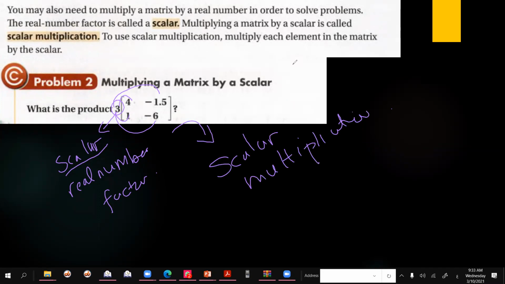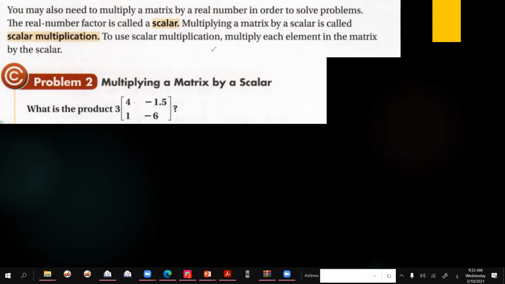So I will repeat. When I have a matrix and multiply it by a number, which we call a scalar number, I call this multiplication scalar multiplication. How will it be? You have to multiply 3 by each element. So here we have 3 for 4, negative 1.5, 1, and negative 6.